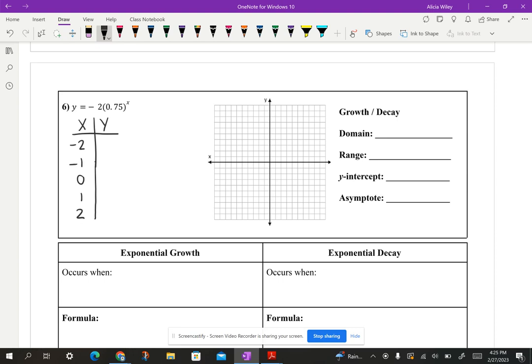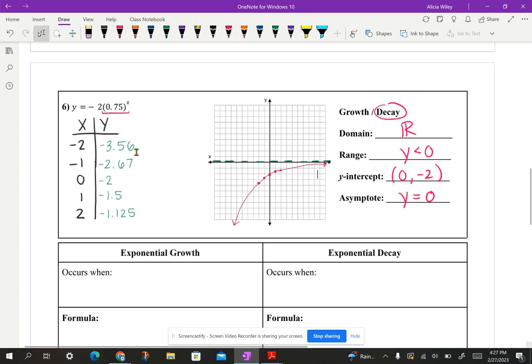And you need to make sure that with this problem you do your base to a power first and then times that by negative 2. So just be really careful with that. So we can go ahead and pause the video and give that one a try.